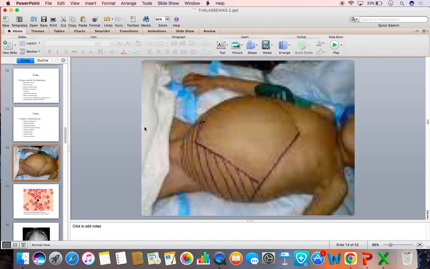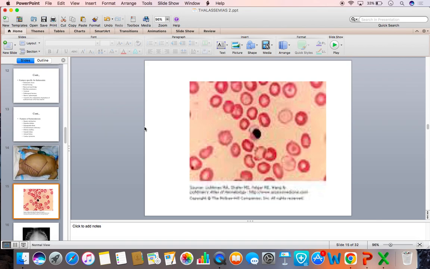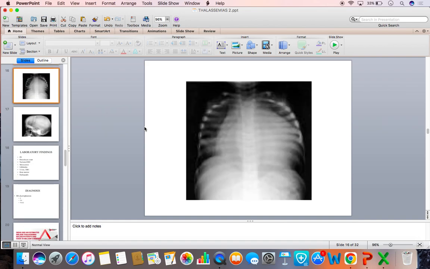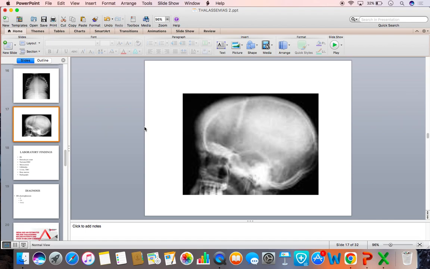Now look at this child. There is massive splenomegaly and anemia. This is the picture showing the target cells and macrocytic anemia. And this is the X-ray chest showing cardiomegaly secondary to anemia and congestive heart failure, probably associated with cardiac hemosiderosis. So this is the child with beta thalassemia major.